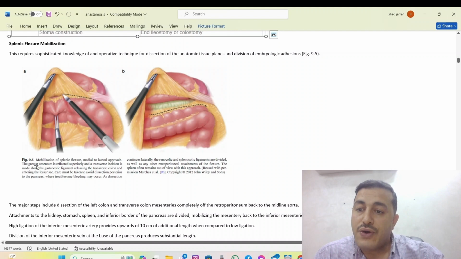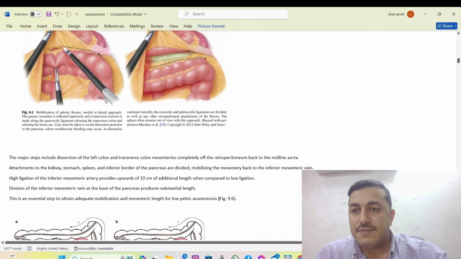Let's see what's written. The greater omentum is reflected superiorly, as we see, and the transverse incision is made along the gastrocolic ligament, releasing the transverse colon and entering the lesser sac. Okay, and at the most lateral aspect, we will see other retroperitoneal attachments such as the phrenocolic and splenocolic ligaments here, which can be divided. We will see the mobilization technique of the splenic flexure.